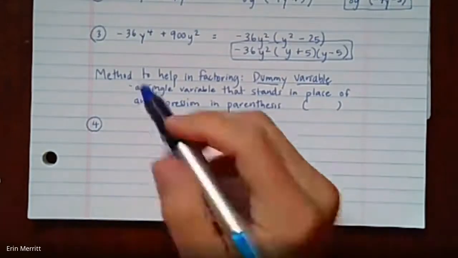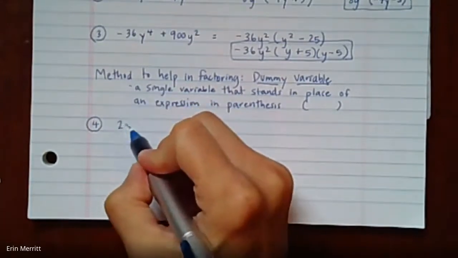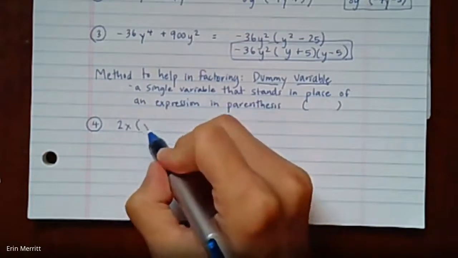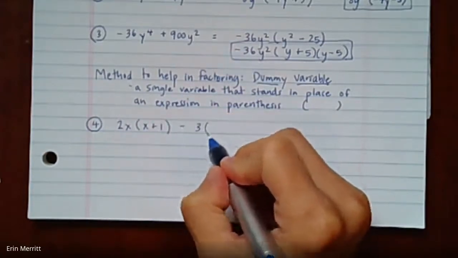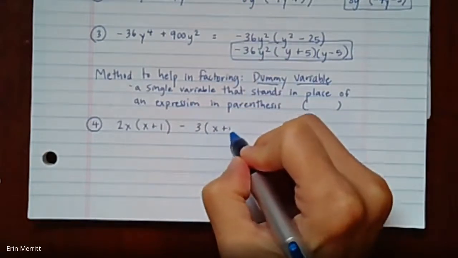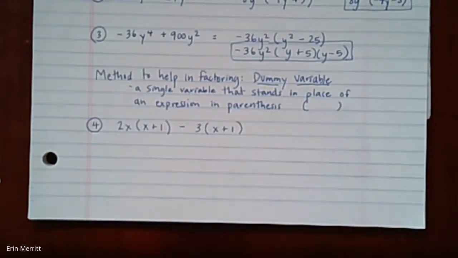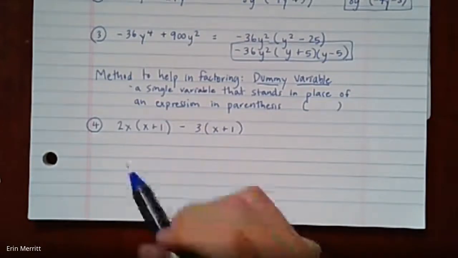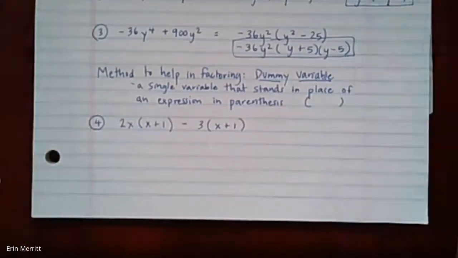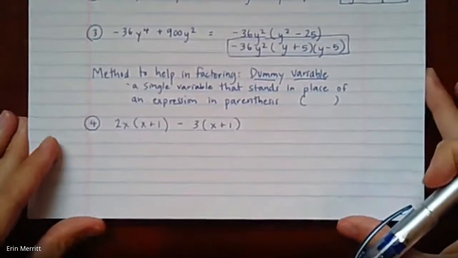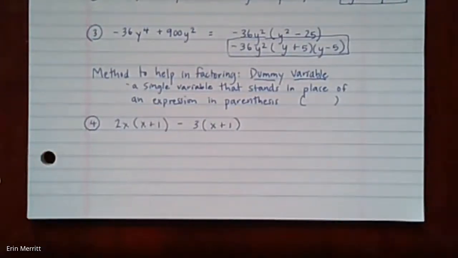All right, write this down. We have 2x, and then in parentheses, x plus 1, and then minus 3, and then in parentheses, x plus 1. And I want you to keep in mind what the goal is, because sometimes when we see parentheses like this, we think, oh, let's distribute it. It's not necessarily the worst idea, but if I distribute it, I'm doing the exact opposite of factoring.